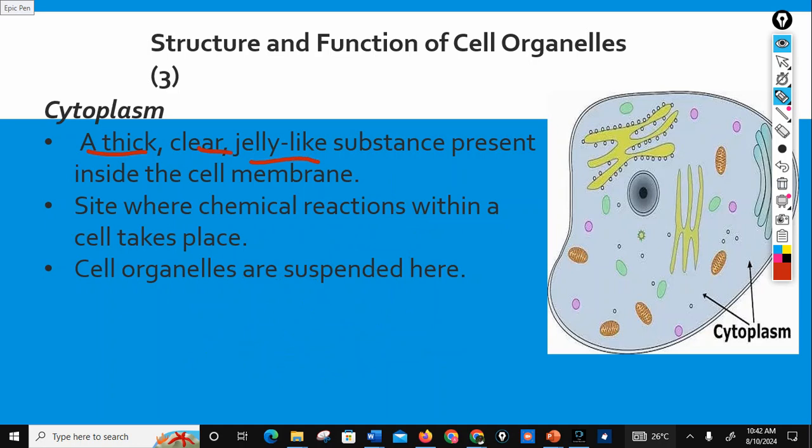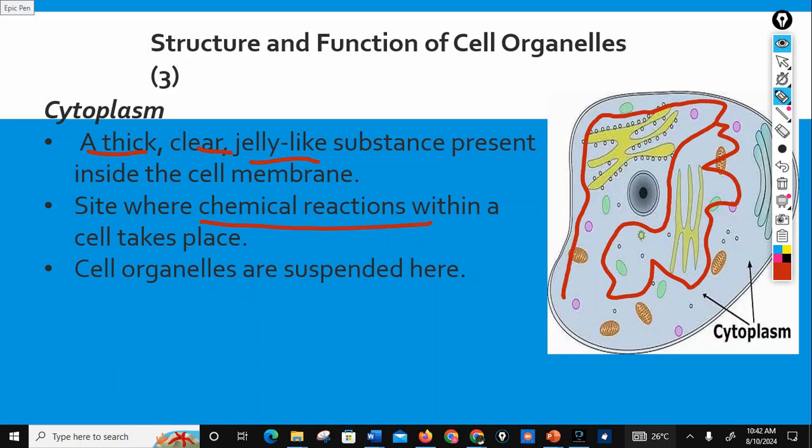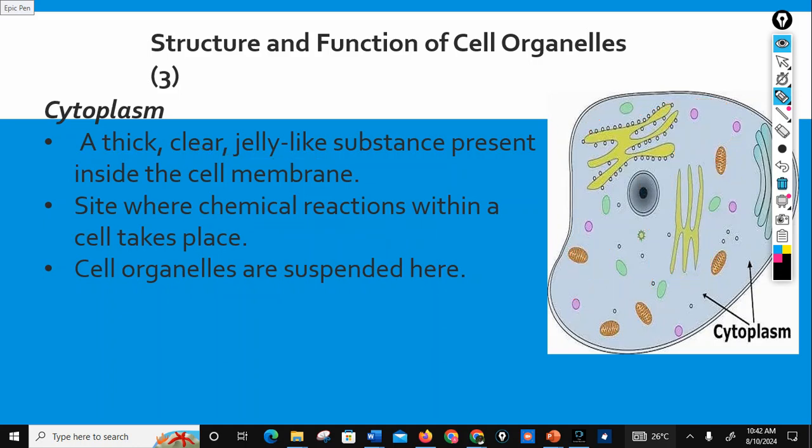And it is the site where chemical reactions within the cell take place. So all chemical reactions take place within the cell cytoplasm. And the cell organelles are suspended here, as I said. So this blue matrix you're seeing here is the cell membrane. This blue portion here is the cell membrane. All right. And these organelles are floating around in the cytoplasm. All right. So that is it for the cytoplasm.